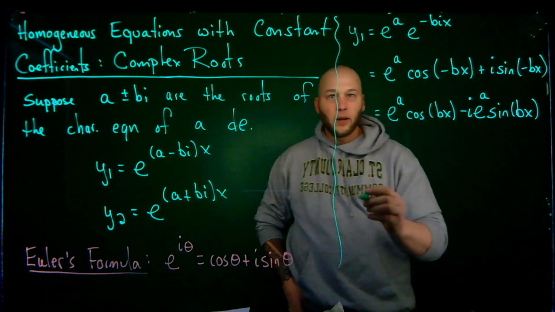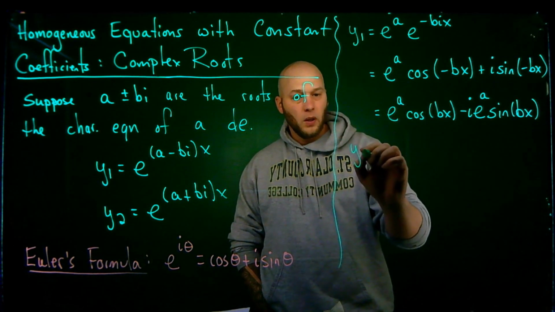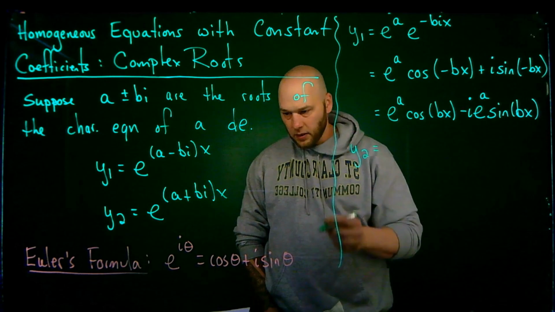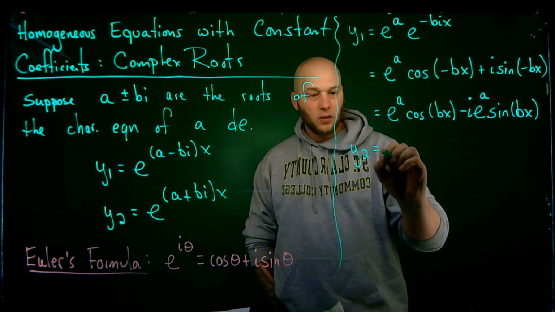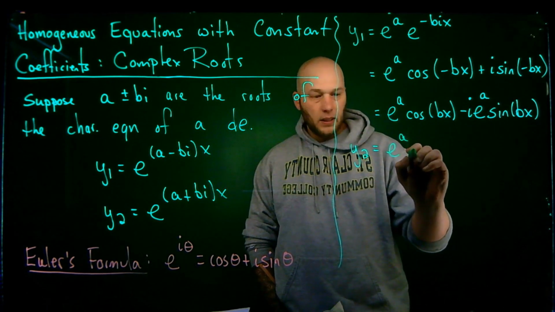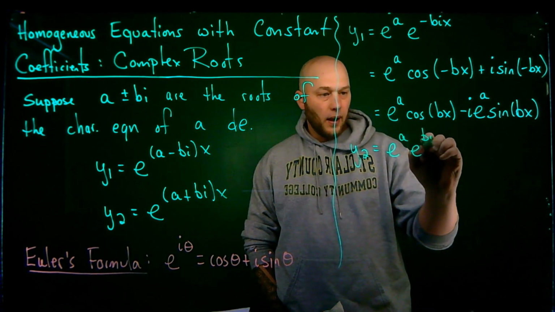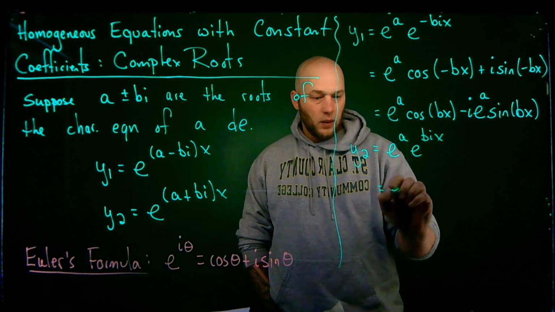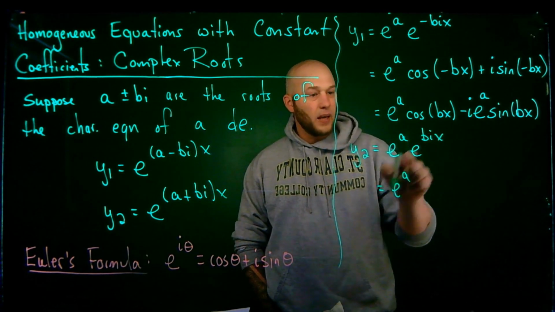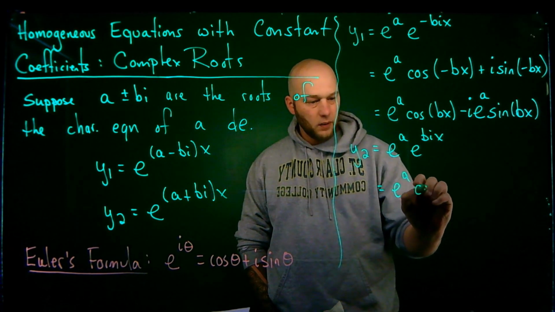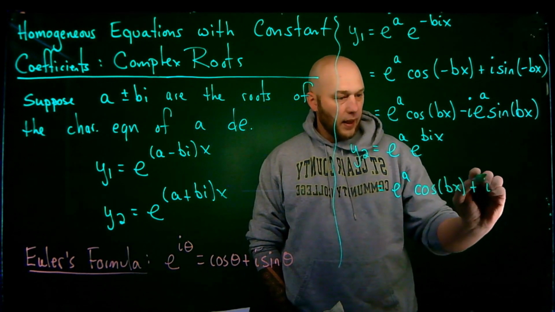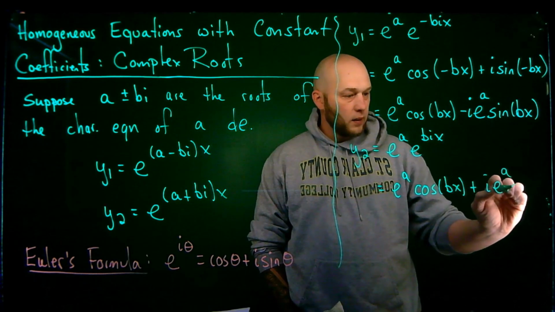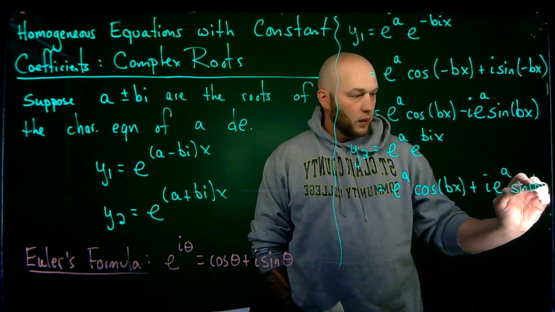Now let's look at y2. Using basically the same thing, I just have a positive as opposed to a negative. Once again, this is going to be e to the a, e to the bix, e to the a, and then e to the bix is going to be cosine of bx plus i e to the a sine of bx.